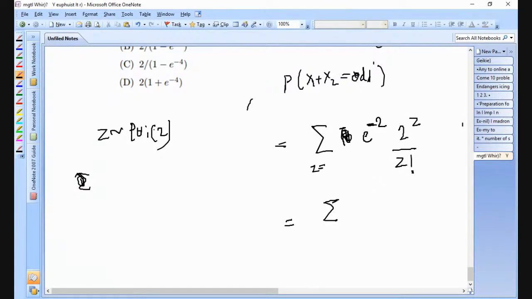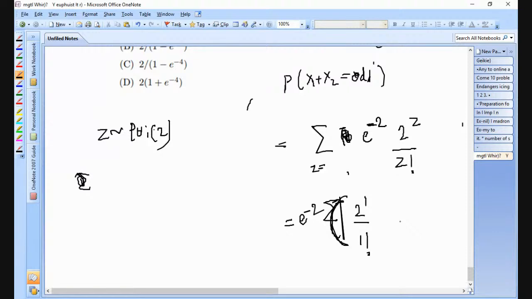So how do you find it out? e to the power minus 2 comes out. So it's 2 to the power odd by odd factorial. How do you find that out, guys? Do you know the result? 2 plus 2 cube by 3 factorial plus 2 to the power 5 by 5 factorial plus and so on. This is actually e to the power 2 minus e to the power minus 2, by 2.